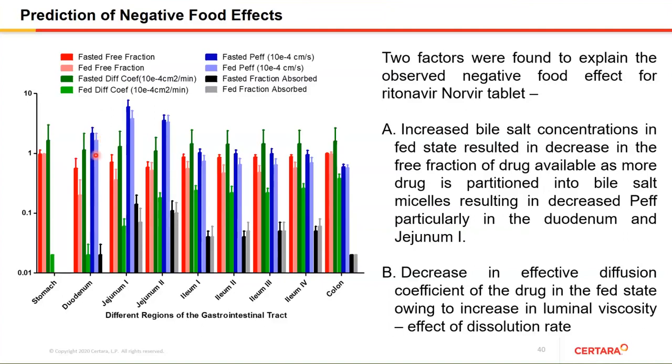Also, the diffusion coefficient is really reduced in the fed state. The decrease in diffusion coefficient is because of the increased viscosity of the lumen in the gut, which will have an effect on the diffusion coefficient of the drug. So this negative food effect is actually coming from both the free fraction as well as a decrease in the dissolution rate. And this is quite interesting to see, because we have used the mechanistic model, which mechanistically takes into account this free fraction theory.